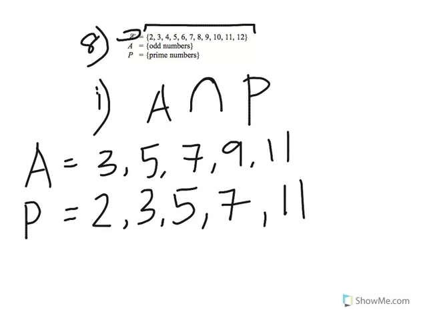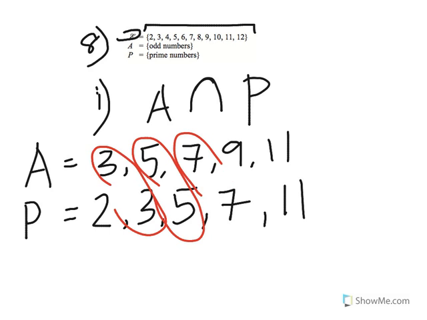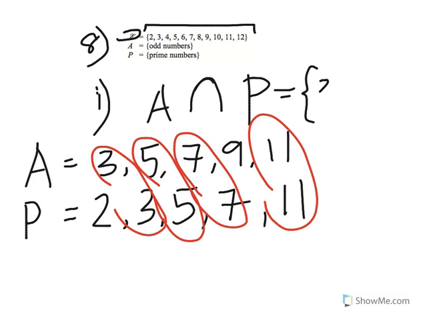So those are the odd prime numbers possible. I hope you guys know what the prime numbers are. Prime numbers are basically numbers that are not divisible by anything other than themselves, and 0 and 1 do not count. Okay, so now just look at what they have in common. Those numbers are 3, 5, 7, and 11 in common. So that means that A intersect P is actually 3, 5, 7, and 11.